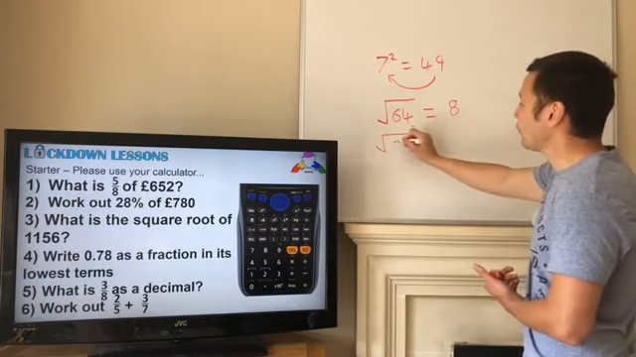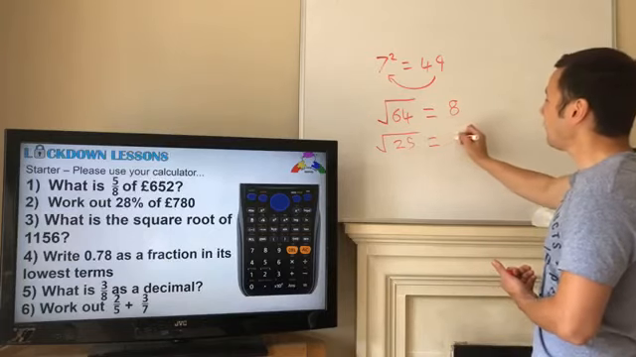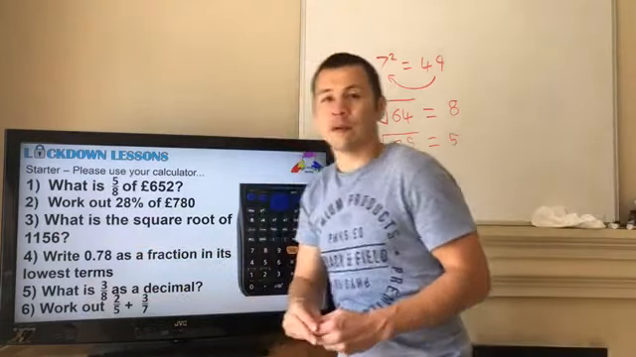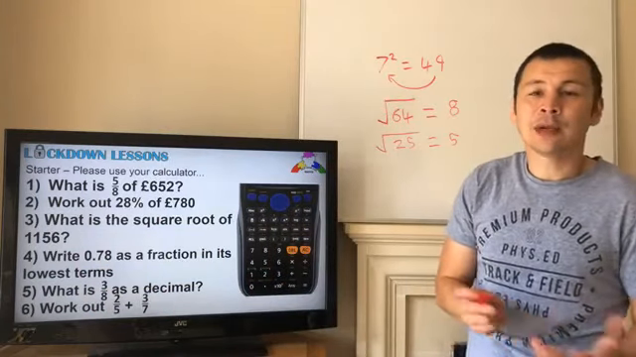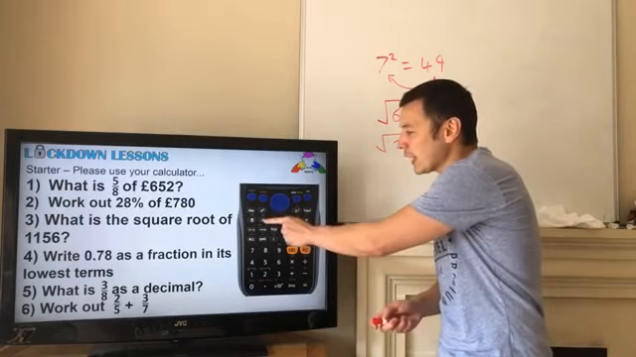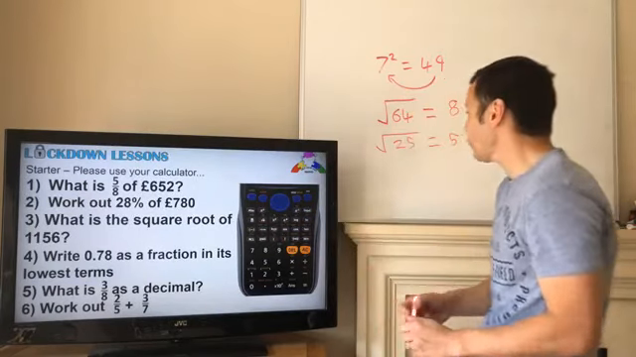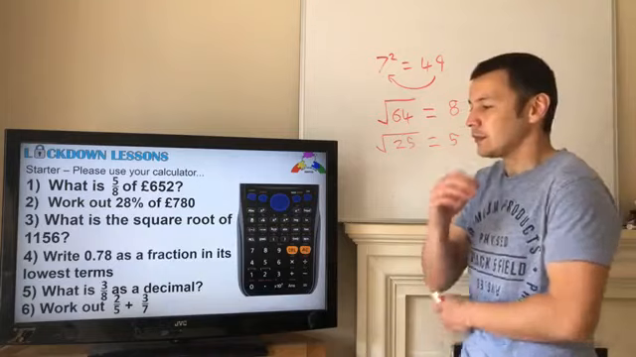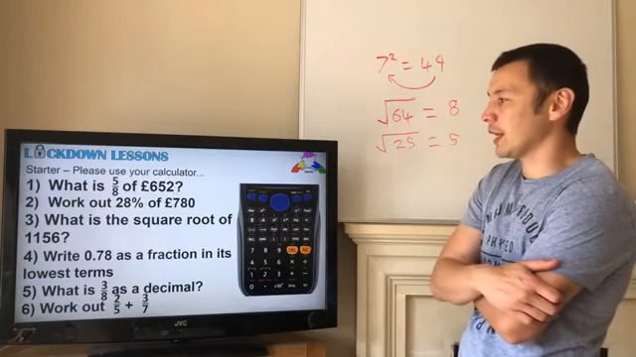The square root of 25 would be 5. Now, the square root of 1,156 is pretty tough. Our heads can't work it out properly. But there's a button on your calculator just there. There should be a square root button. Even on a regular calculator, even on this one, it should work for that one there. So you press the tick box button, you'll get the answer.